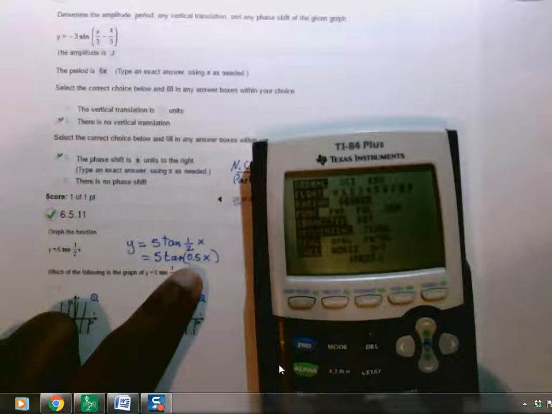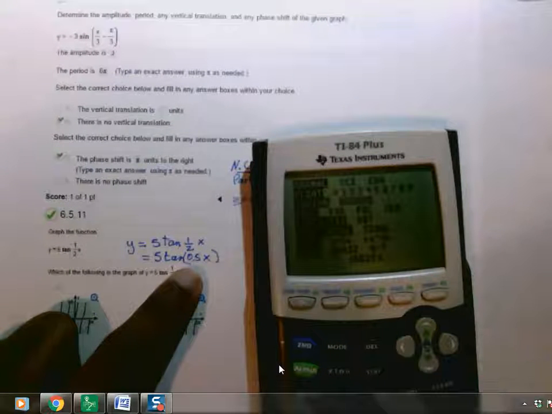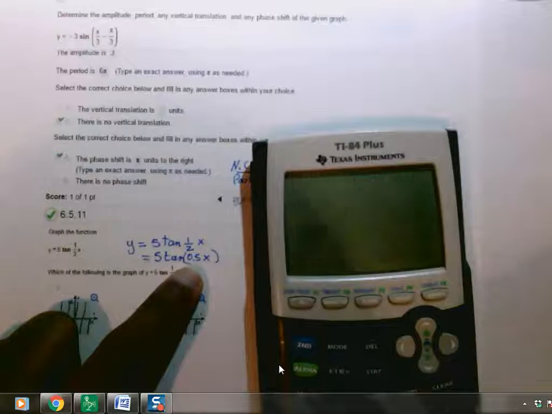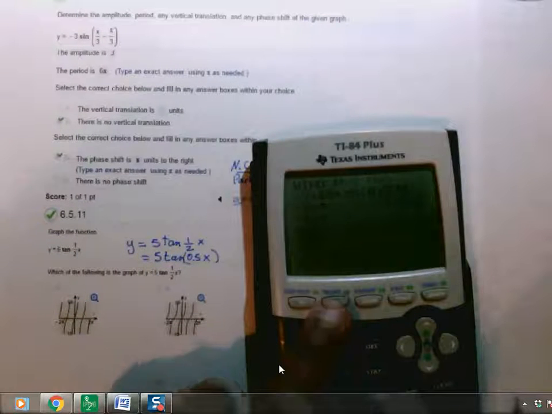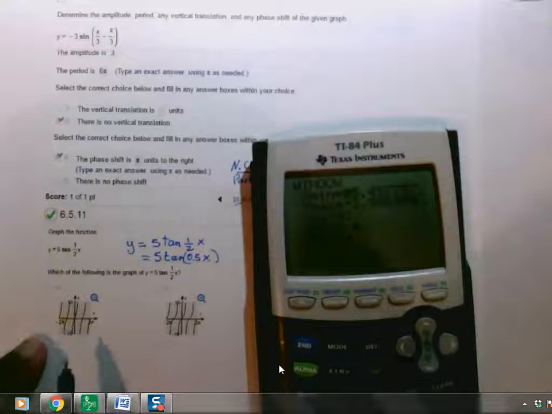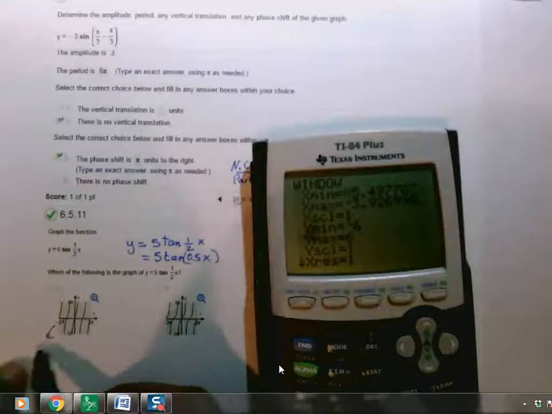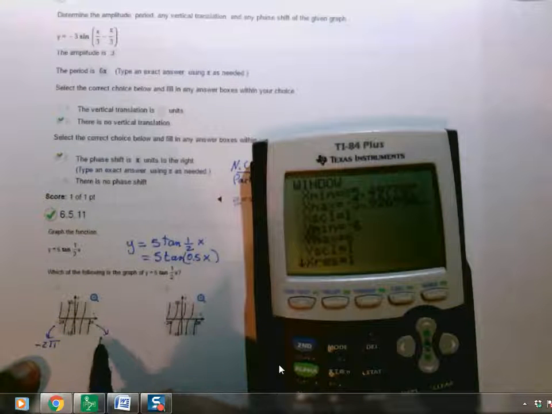If it was in degree, let me do it with degree, you will see that it won't give us a proper result. So let me enter with degree. Normally your calculator has to be in radian. So I have this one, and I have to enter the window. The window, I can see here, goes from negative 2 pi to 2 pi, right?